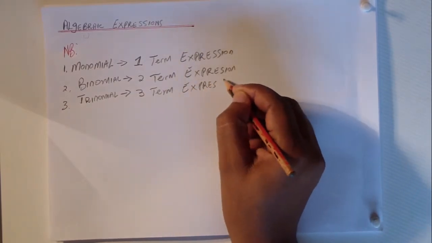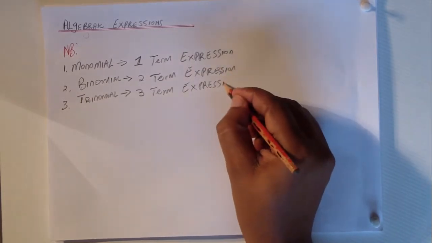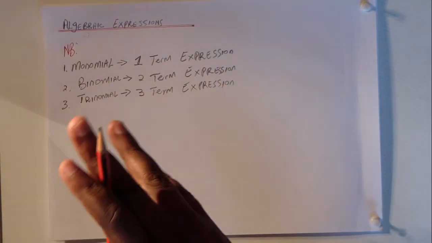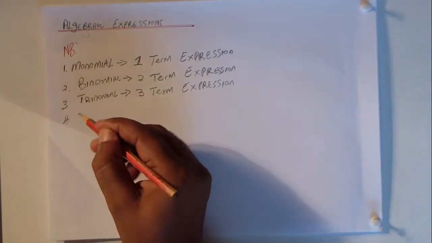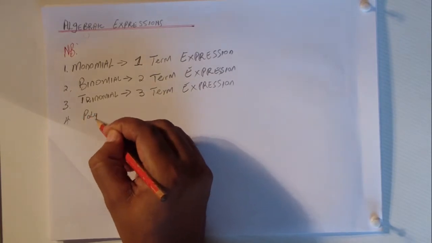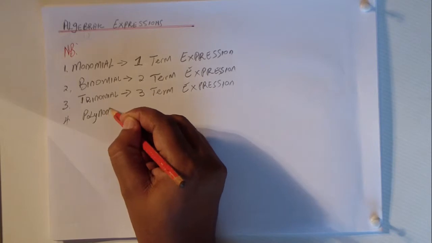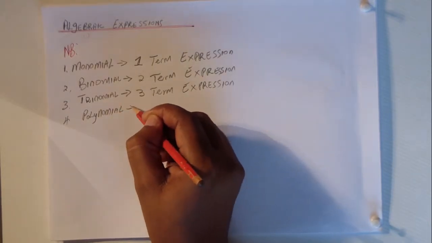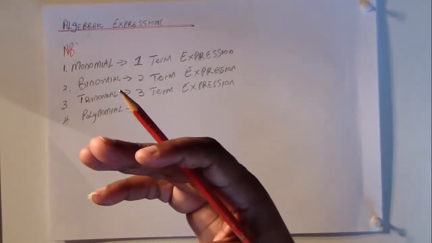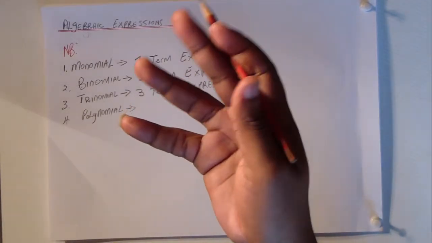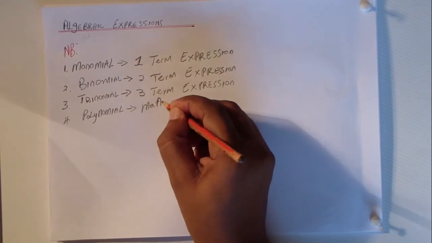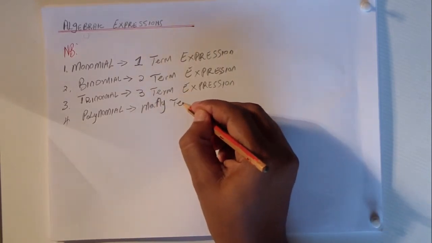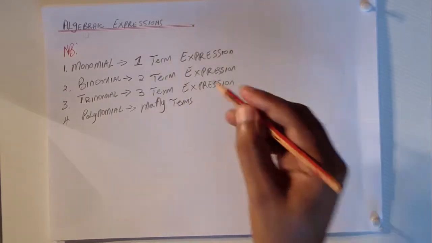Now, dealing with problems in algebraic expressions, you need to understand all these words. Number four, we have what is called a polynomial. Maybe you're asking yourself, what is the meaning of the word polynomial? The word poly, remember people always talk about polygamy. The word poly means many. In this case, we're talking about an expression of many terms.